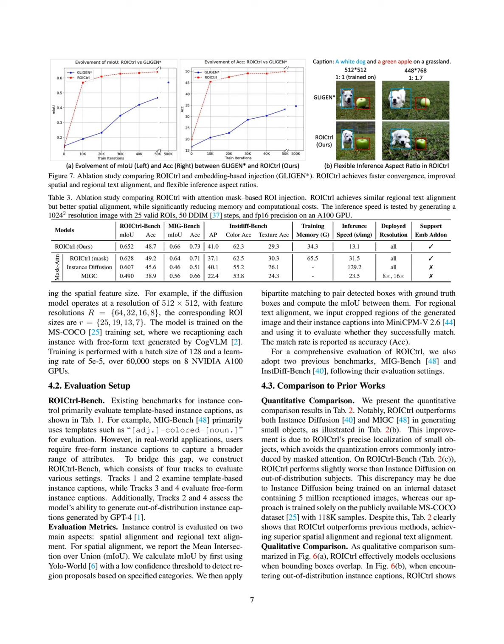In our experiments, ROICtrl demonstrated superior performance compared to existing methods, particularly in generating small objects, as evidenced by the quantitative results in Table B, where it achieved better spatial alignment and regional text alignment. Specifically, ROICtrl outperformed both instance diffusion and MIGC, with a mean intersection over union, MIOU, of 0.652 on ROICtrl Bench, indicating precise localization of small objects and reduced quantization errors.